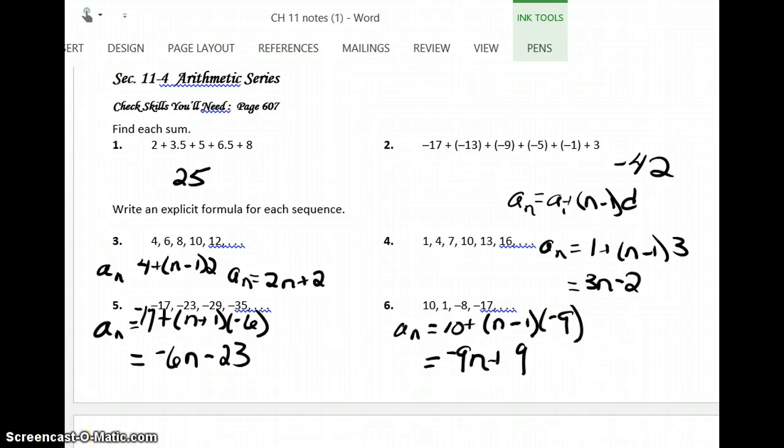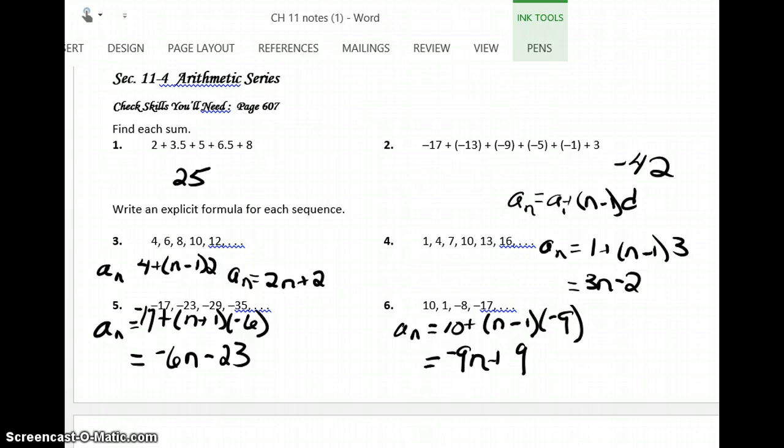Alright, you can check your work now against mine. The first one is just adding, so we end up with 25. The second one, if we add those up, we end up with a negative 42. And we'll find better or more efficient ways to do this, especially once our series gets a little bit longer. Now I ask you to write the explicit formula for each sequence.